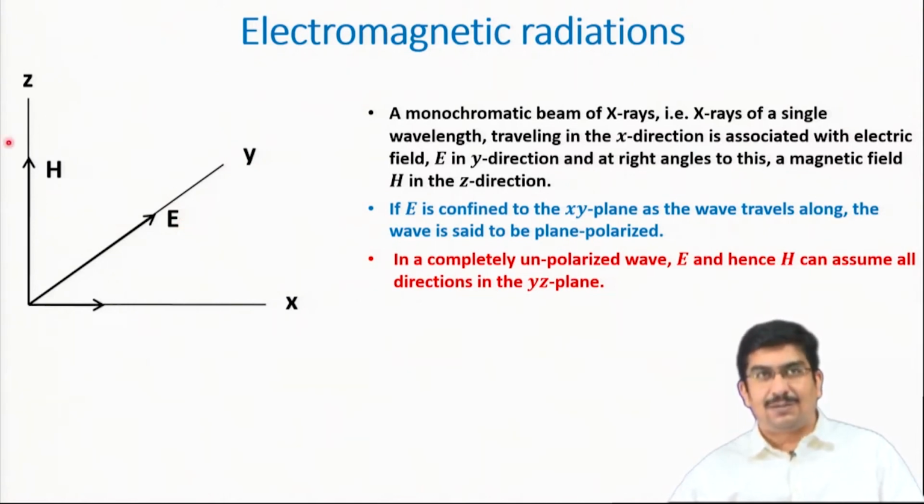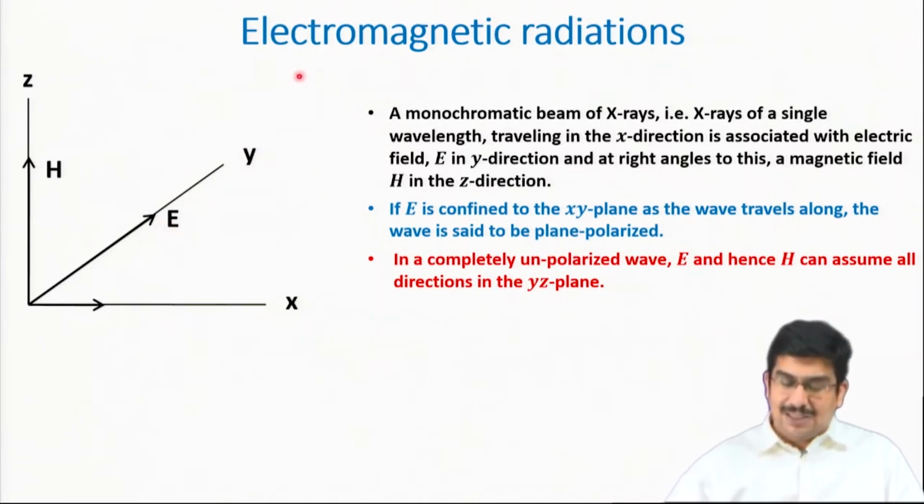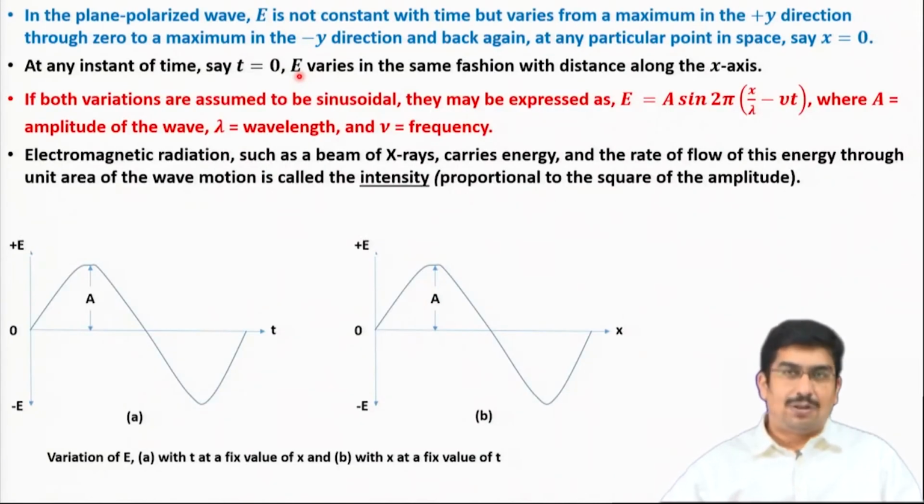That means, within this plane, the E and H can be of any direction with respect to this x. They are not confined; E is not confined only within the xy plane. That means, in that case H will not be on the z direction any longer. So, that is called unpolarized, and the previous instance is called plane polarized electromagnetic radiation. These two are quite important for us to consider.